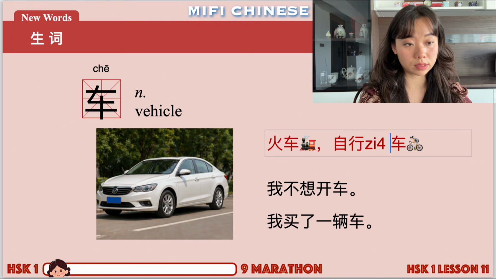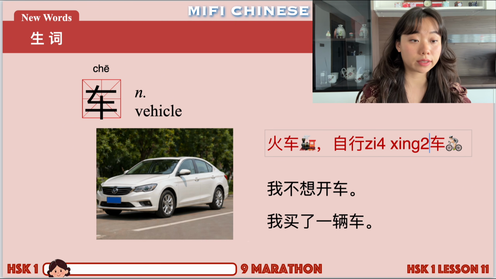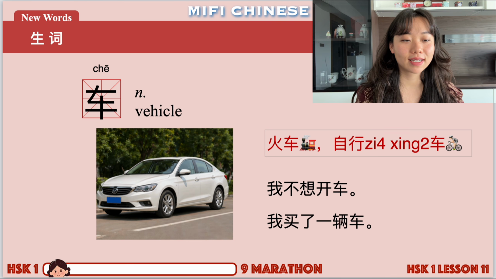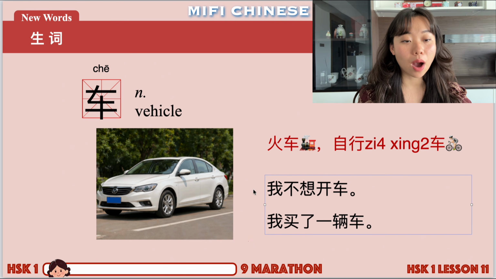自, fourth tone, 自行. Second tone, 自行车. Bicycle. So let's look at some examples. 我不想开车. I don't want to drive.